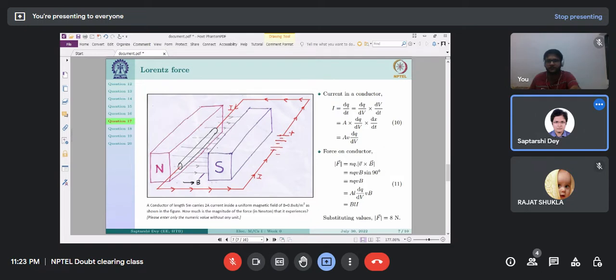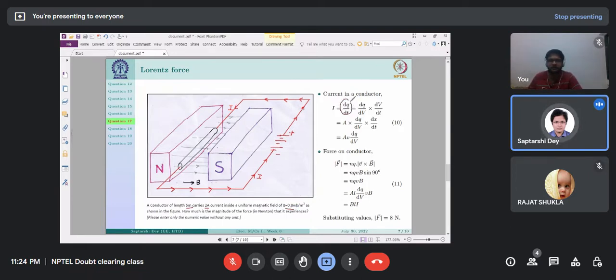Now for the same setup, we have been asked to find the value of the force. There are formulae here, but I would like to use as few as possible. The only thing we will use is this Lorentz force formula, which is Q into V cross B. But before that, we will look at what is given to us. We have been given the length of this conductor, the current, and the magnetic field intensity. So what is current?